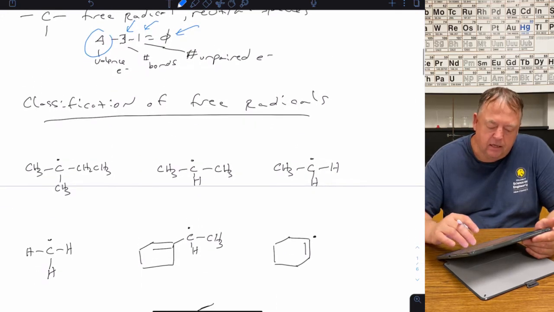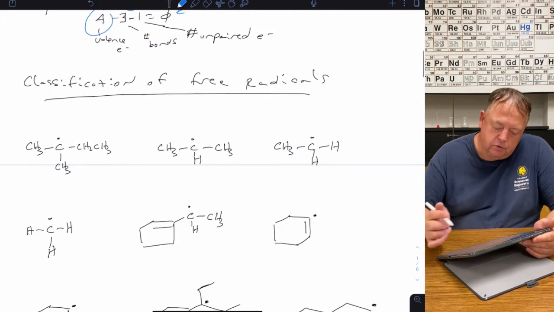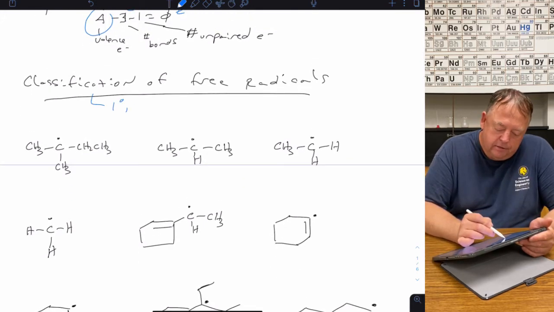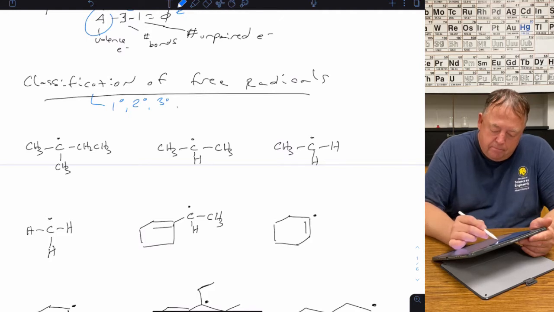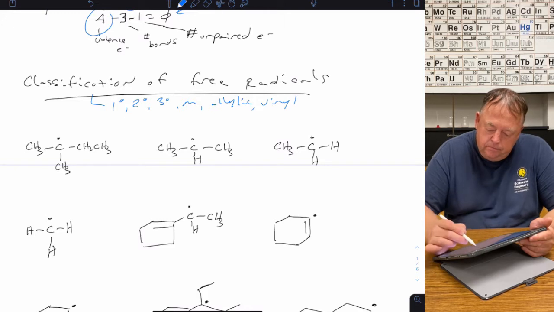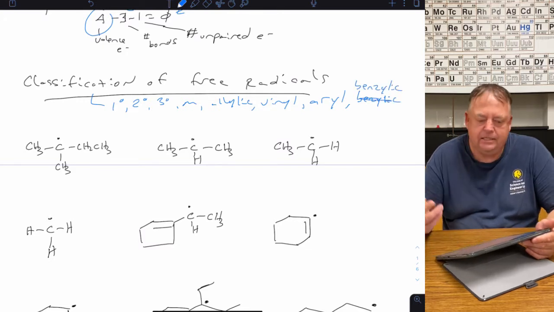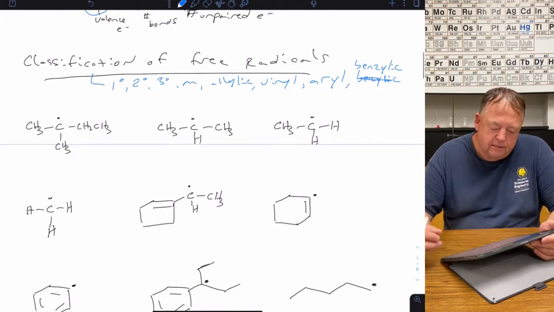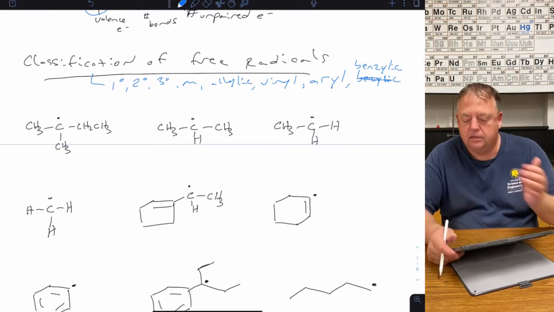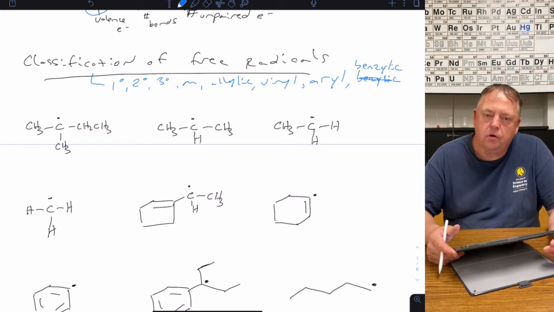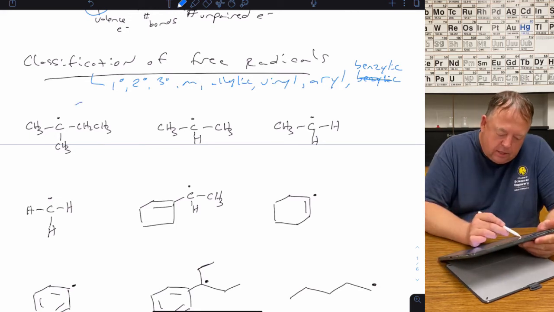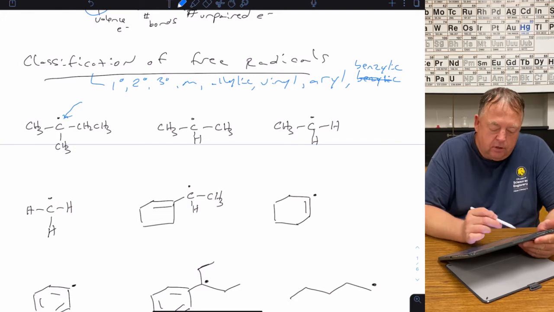Okay, so let's look at how to classify free radicals. When I say classify, I mean like primary, secondary, tertiary, methyl, allylic, vinyl, aryl, or benzylic. I spelled that wrong, B-N-Z, or some combination of that. So you classify free radicals just like we classified alkyl halides and alcohols. So the radical is on that carbon. How many carbons are attached to that carbon?